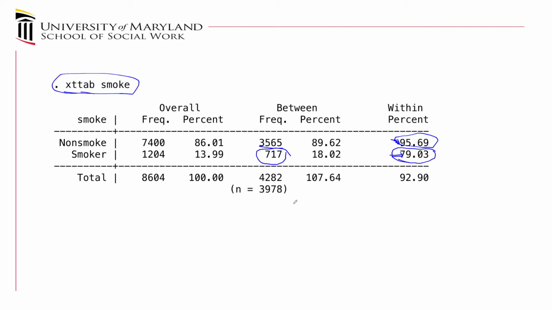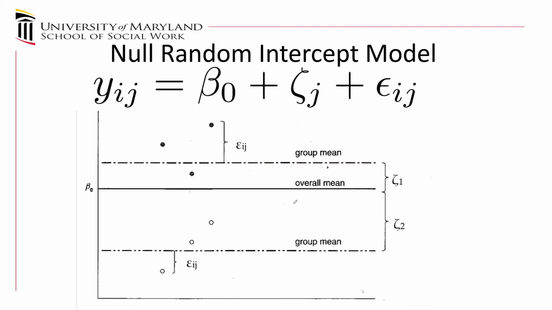There's a whole bunch more of these kinds of tools, and I think that as you begin to think through your data, you really want to think clearly about where the variability is and where you expect it to be. We now have two sources of variability. All right, so let's take a null random intercept model and think about it.